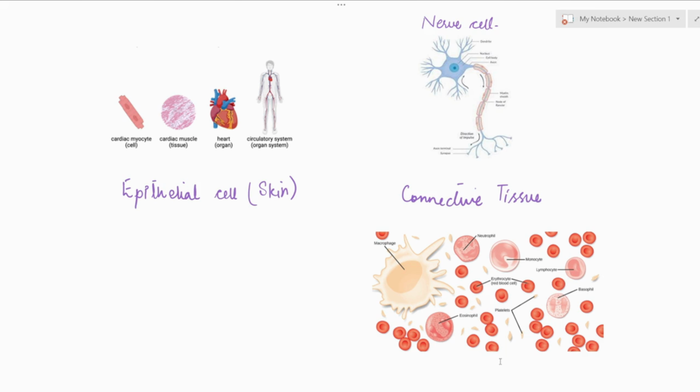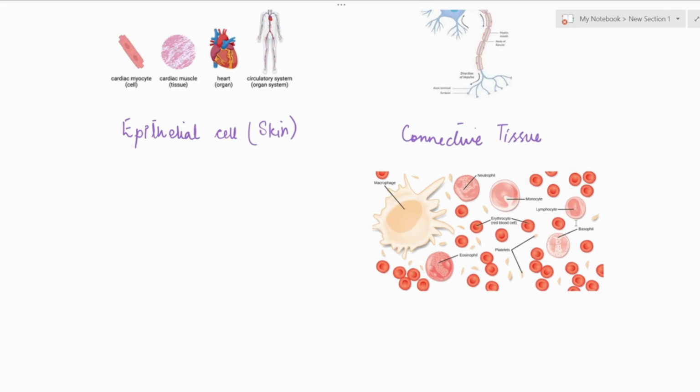What do you think? What is the purpose of connective tissue? What can be the purpose? I've given you an example. Bone, blood, it supports and connects. Like your bones support your body. Then the blood connects all the body parts. It takes nutrients from one part to another. So its function is to support and connect.